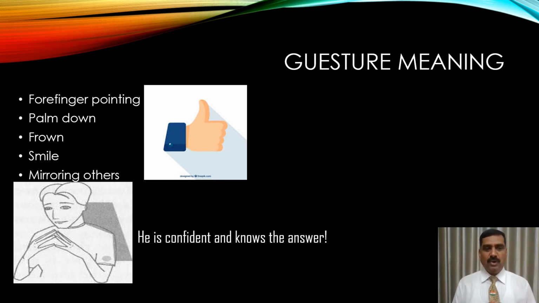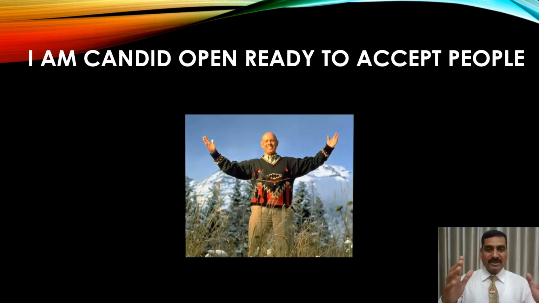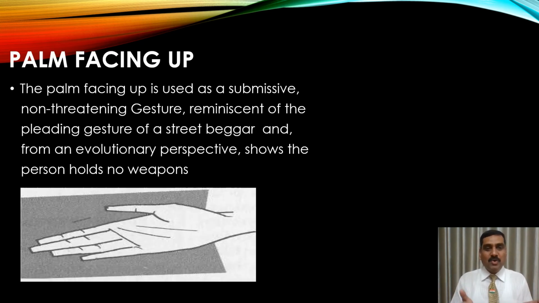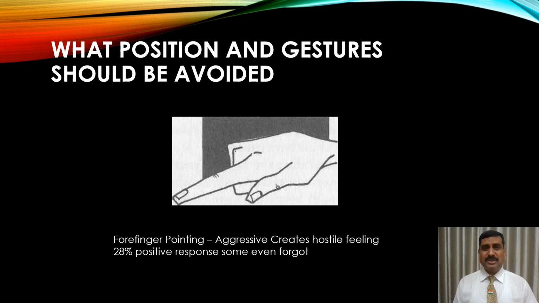This picture is called the steepling gesture. The steepling gesture shows that the person is confident and knows the answer. The open palms gesture is considered a very positive and important gesture. I am free, frank, open, honest, and candid. I am ready to accept people. Trust me, I'm honest. It holds no weapon. Pointing the forefinger is considered a very aggressive gesture and it creates a hostile feeling of enmity. So this gesture should be avoided in important negotiations. Even in the class, this kind of gesture should be avoided.